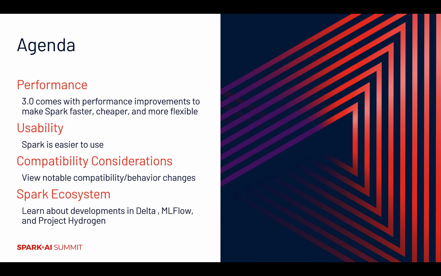Let's talk about what we're going to learn today. We're going to start off with performance. We're going to look at what's new in 3.0 and how it's going to make Spark faster, cheaper, and more flexible. Some of the most exciting new features in Spark 3.0 come in this category. From there, we're going to move into usability. We're going to look at what makes Spark easier to use here in Spark 3.0. After that, we're going to talk a little bit about some of the backwards compatibility considerations you may need to face and deal with when moving from Spark 2.0 to Spark 3.0. And last but not least, we're going to look at the broader Spark ecosystem, including where are the developments in Delta, MLflow, and Project Hydrogen.